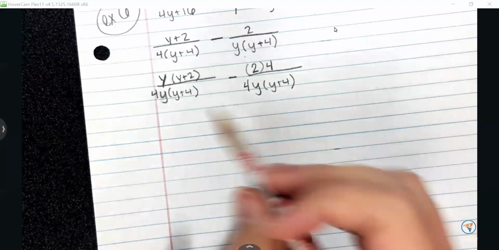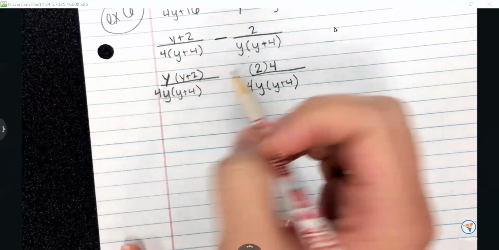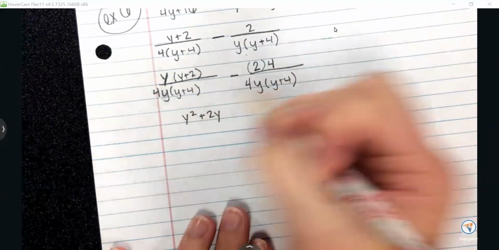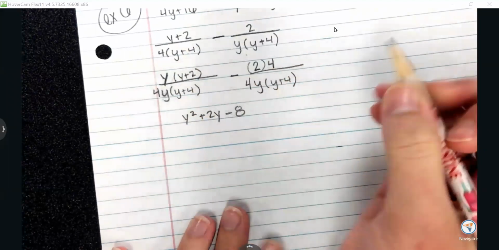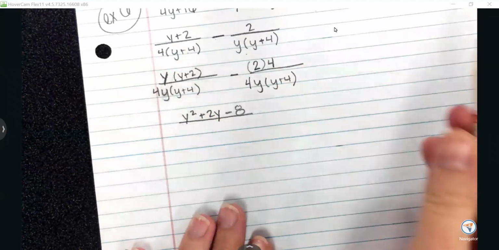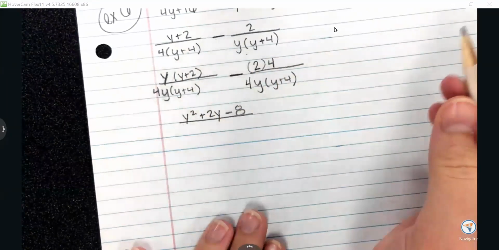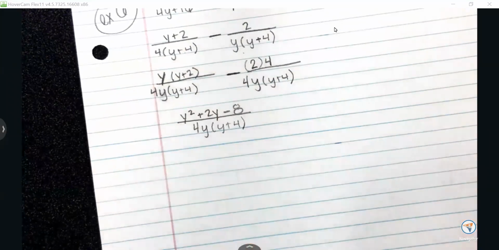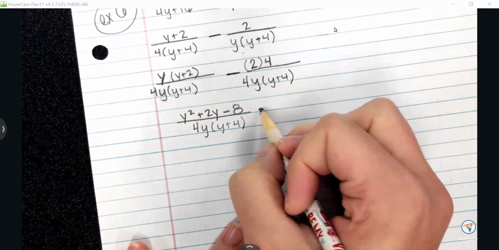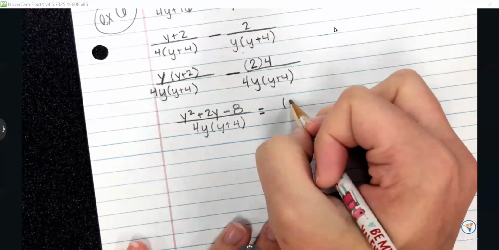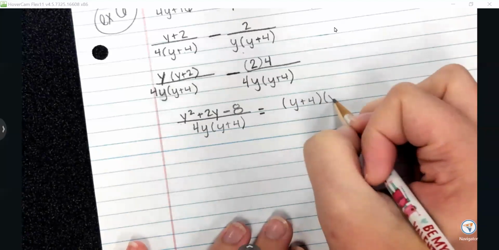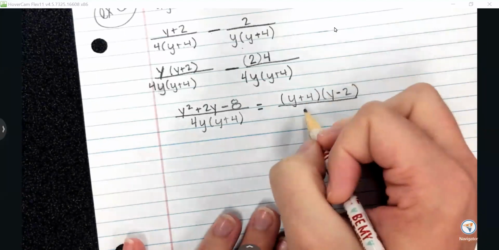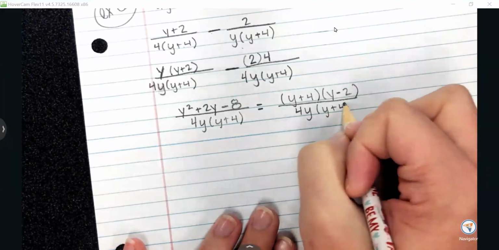So if I were to distribute this, I would have y squared plus 2y minus 8. Where did my minus 8 come from? 2 times 4, and it has a minus, over the denominator of 4y, y plus 4. What can I do to the numerator? I can factor it. So I'll get y plus 4, y minus 2, all over 4y of y plus 4.